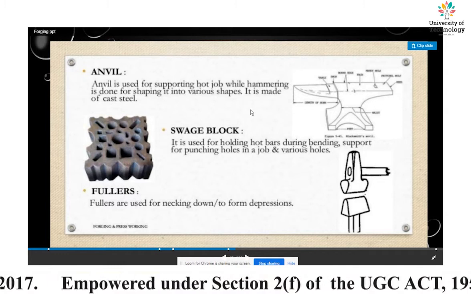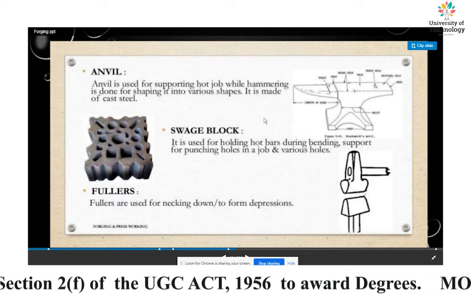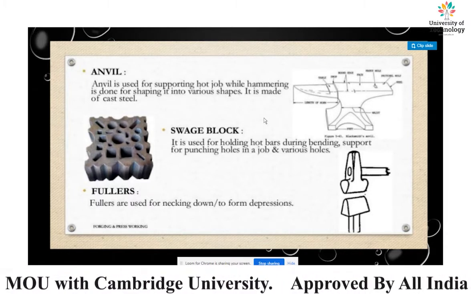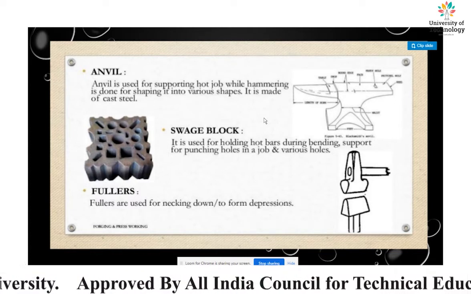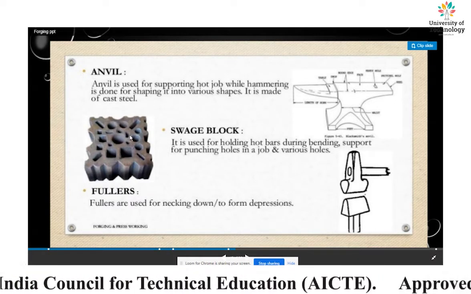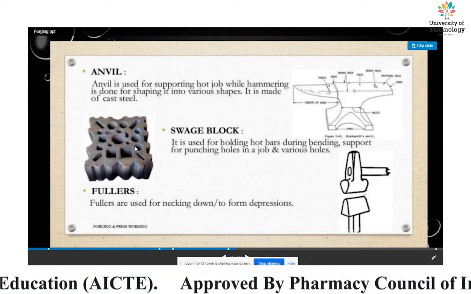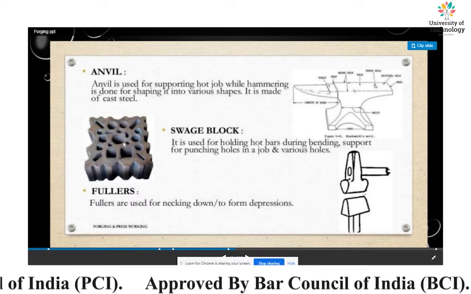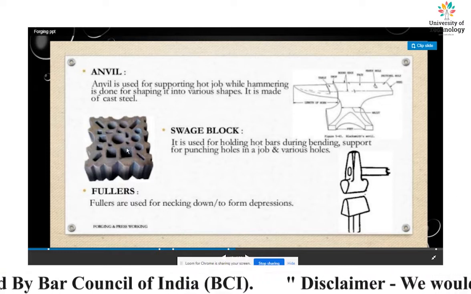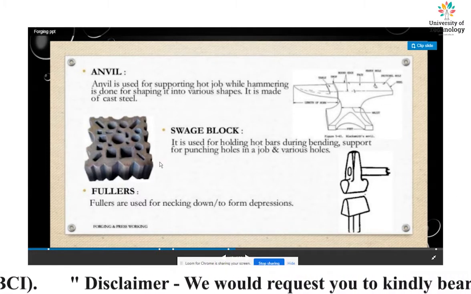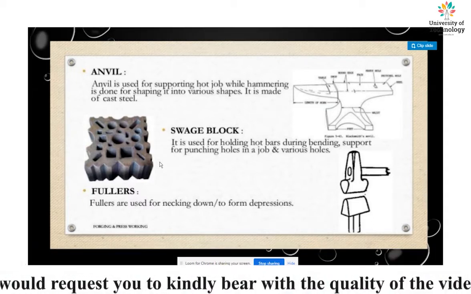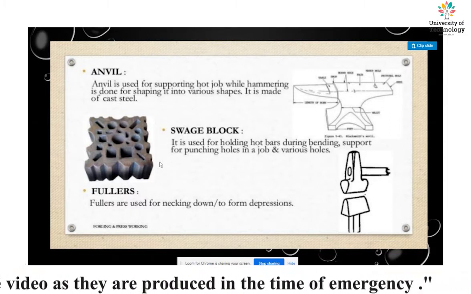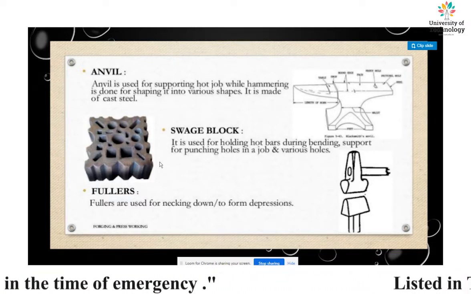And the swage block. The swage block is used for holding hot bars during bending, and as support for punching holes in a job and various holes. Here is the swage block. We can see the various slots built into the block, square, round, rectangular, etc. Basically the swage block is used for bending and shape converting in forging. That is one type of forging tool.